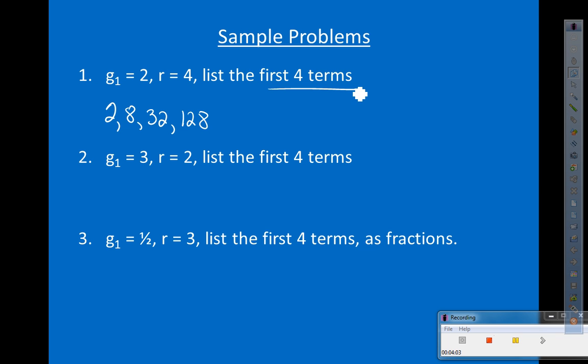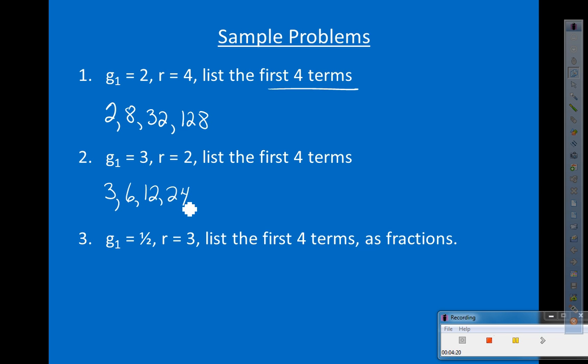On my second example, G sub 1 is 3, so I know my first term is 3. My R value is 2, so I'm going to multiply by 2 every time. So that becomes a 6, a 12, and a 24.